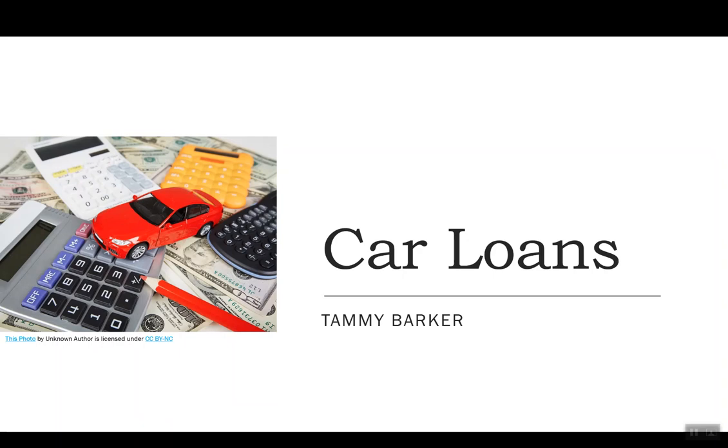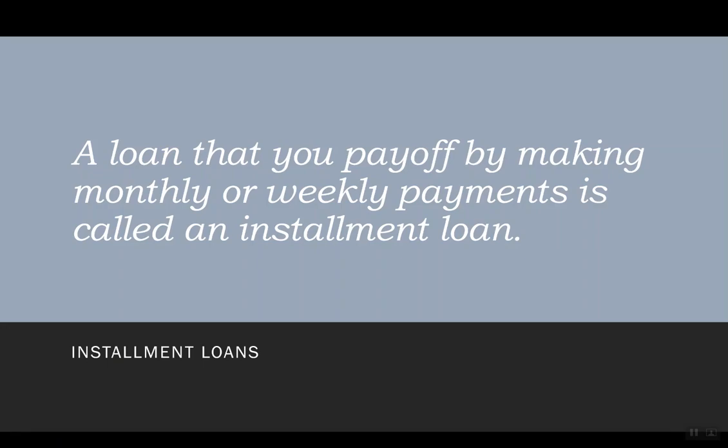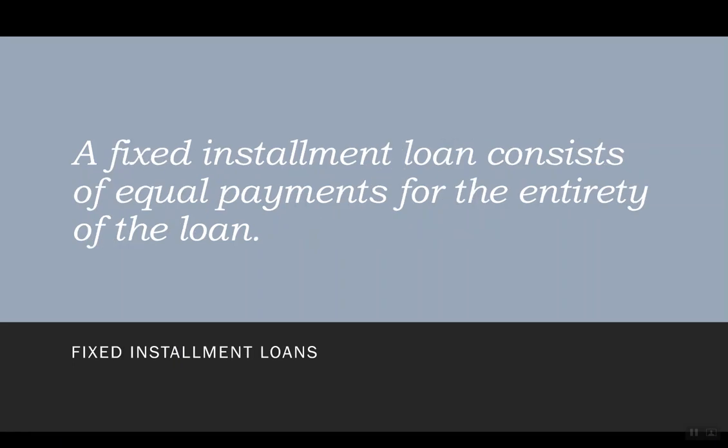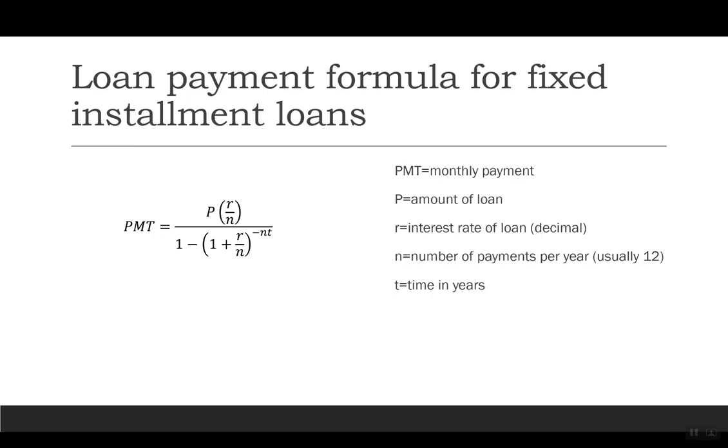Video, we're going to talk about car loans. A loan that you pay off by making monthly or weekly payments is called an installment loan. A fixed installment loan consists of equal payments for the entirety of the loan. Loan payment formula for fixed installment loans is here below.